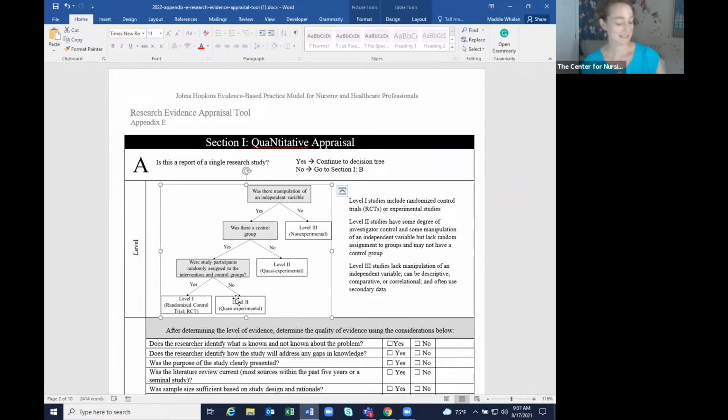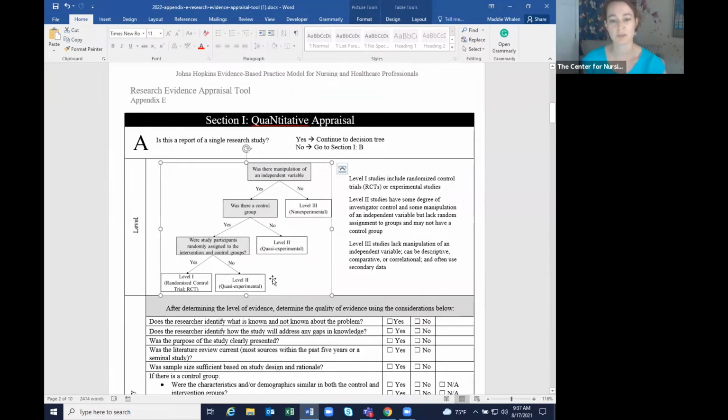I usually circle it on here. It's a little harder to do if it's on your paper, but you can highlight it on the computer, or draw a circle around it. Then we're going to come back to this part because that's what we're going to record on that very first page. So we know we're at a level 2. Now we're going to go through some yes or no questions to help us figure out the quality of the article, but the level combined with the quality gives us the strength. So we're already halfway there because we have the level.